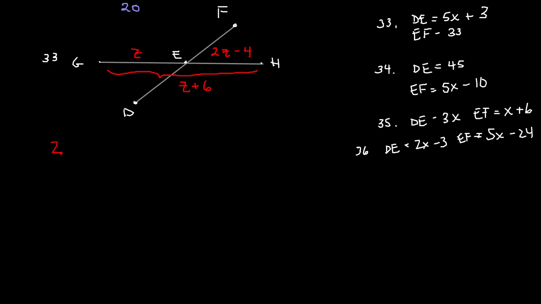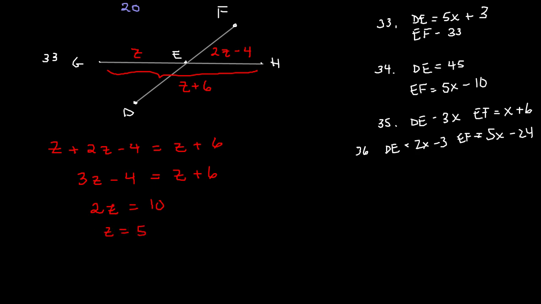So we know that Z plus 2Z minus 4 equals Z plus 6. The parts equal the whole. So let's just solve this. This is 3Z minus 4 equals Z plus 6. And then I'm going to subtract a Z from both sides. I'm prone to keeping my variable positive. So 2Z equals 10, Z equals 5.